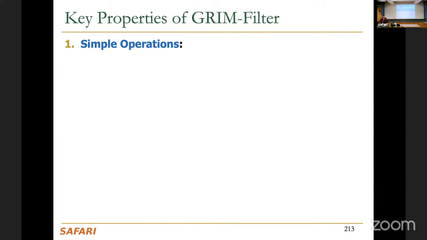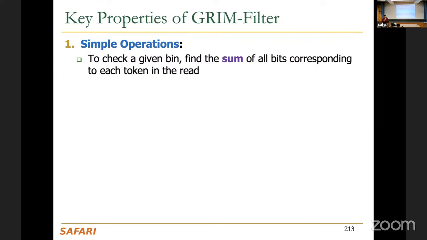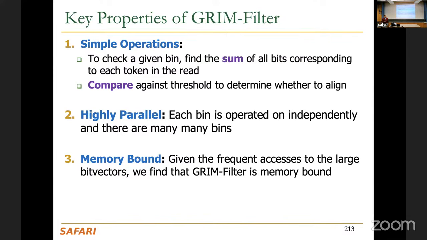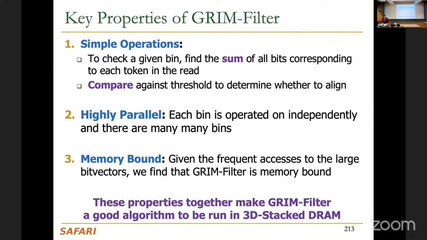So some key properties of GRIM-Filter: it contains very simple operations, as I said. To check a bin, we just find the sum of all bits corresponding to each k-mer in the read, and then we compare. It's highly parallelizable. We can process all bit vectors in parallel. But the problem is that if you naively implement this, it is memory bound because you need to access too many bit vectors. Given the frequent accesses to large bit vectors, GRIM-Filter is memory bound with a naive implementation. So these properties together make GRIM-Filter a good algorithm to be run in 3D-stacked DRAM.